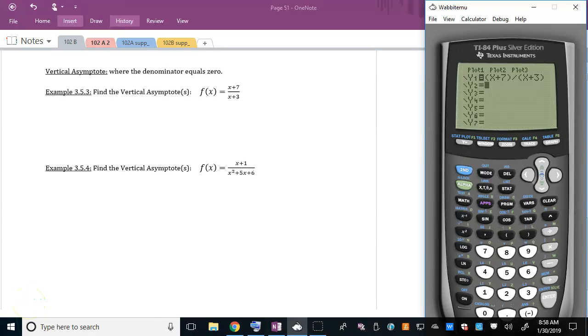Math 102, examples 3.5.3 and 3.5.4. So we've said we have asymptotes. Now let's start looking at them. So the first type we're going to look at is a vertical asymptote. This is where the denominator is equal to 0.